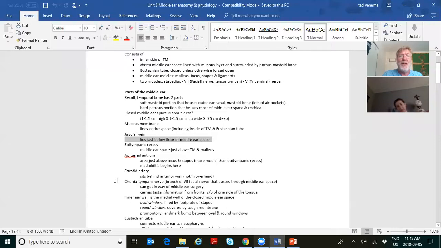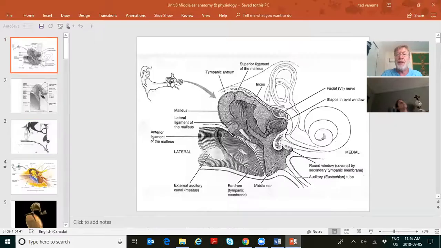All right, you have an area here called the epitympanic recess. You see, in anatomy, they not only give things names, but they also give spaces names. The epitympanic recess is the middle ear space just above your eardrum and malleus. So this would be your epitympanic recess right here, epitympanic. Okay, that space just above the eardrum and the malleus.